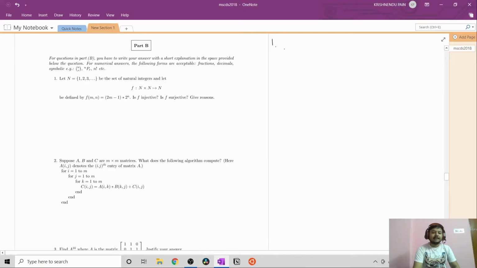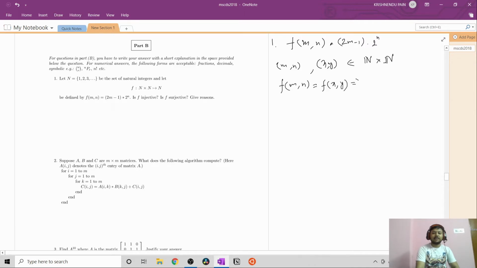Question number 1. N is the set of natural integers and f is a function from N cross N to N. It is defined by f(m,n) equal to (2m minus 1) into 2 to the power n. We have to find whether f is injective, surjective, or both. Let (m,n) and (x,y) be 2 points from N cross N. Suppose f(m,n) equal to f(x,y). From this, if we can prove that the point (m,n) equals the point (x,y), then we can conclude that f is injective. So let's see.